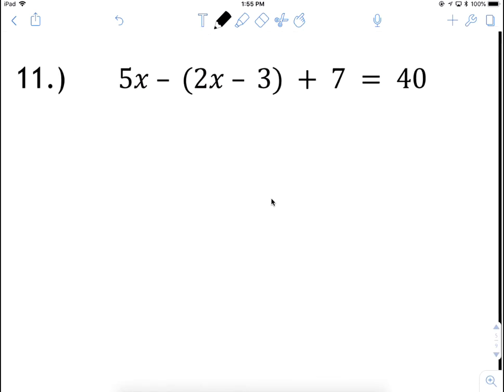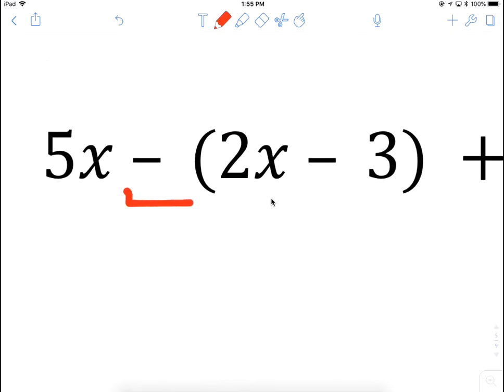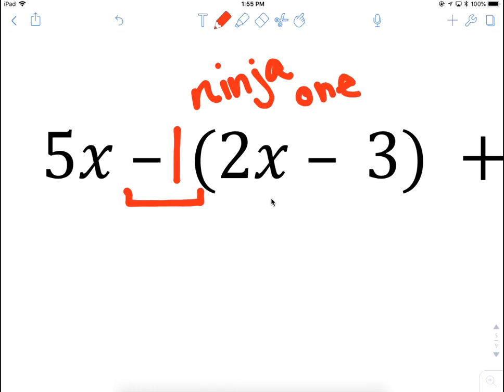Starting with distributing, I'm looking for any number that is touching the parentheses. But there is no number. So how am I supposed to get rid of parentheses if there's no number to distribute? Well, let's look real close. If I had to put a number right here, it would be negative what? I call it a ninja one. If you want to write that, you are welcome to. There is always a number touching a parentheses. If you can't see the number, it's a -1.